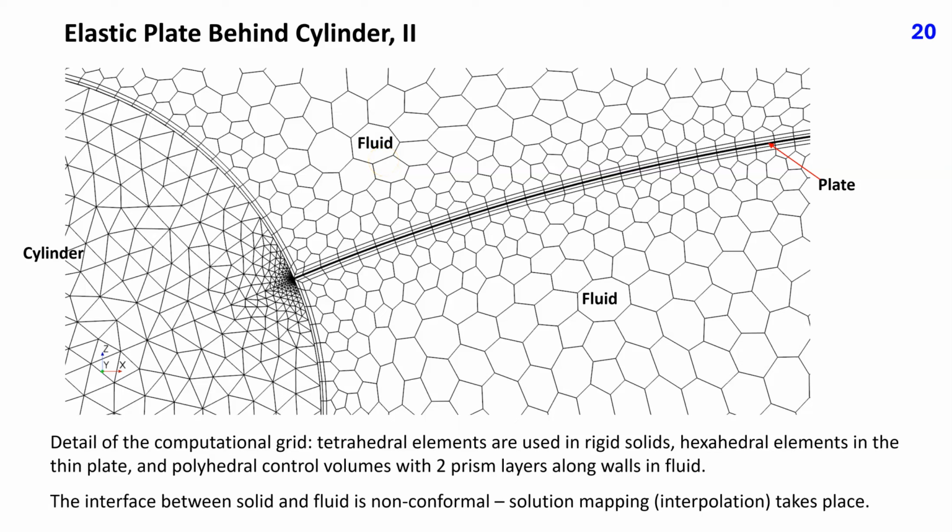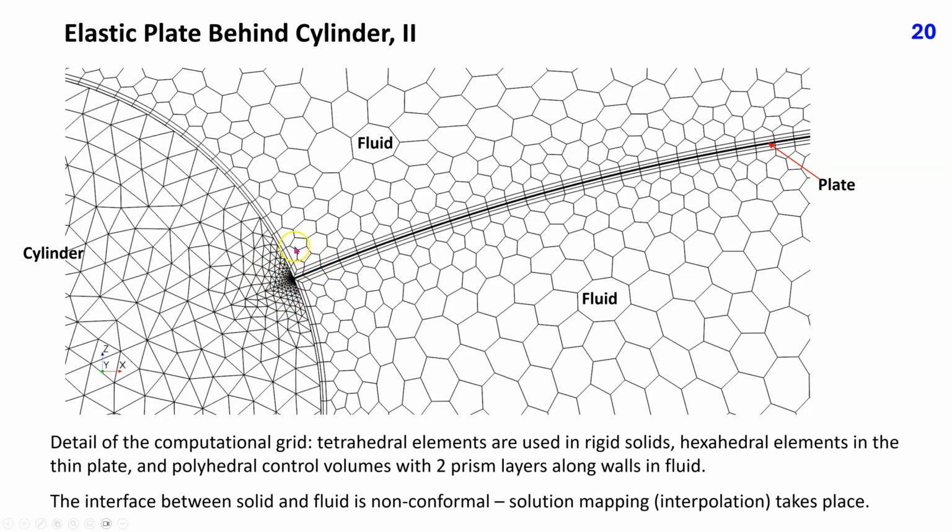This plot shows details of the computational grid. Tetrahedral elements were used in rigid solids, hexahedral elements in the thin plate, and polyhedral control volumes with two prism layers along walls in fluid. The grid was locally refined in solid near the point where the plate is attached to the cylinder because of the expected concentration of stresses there.